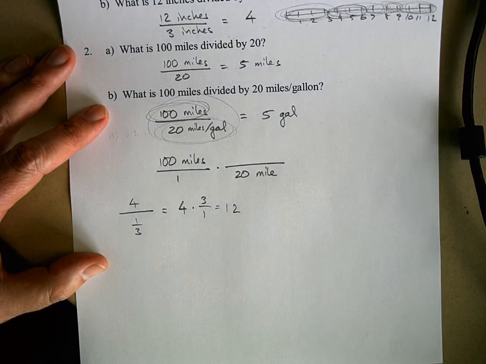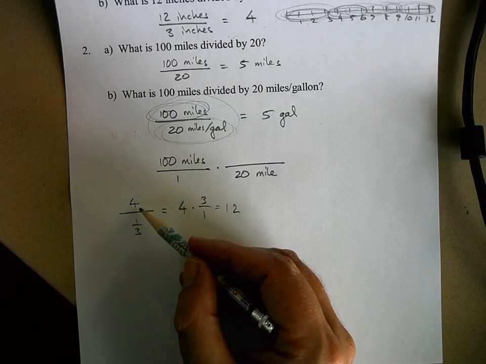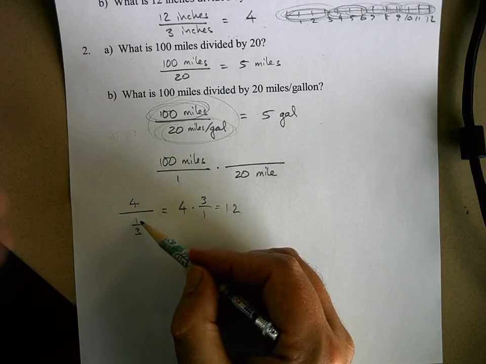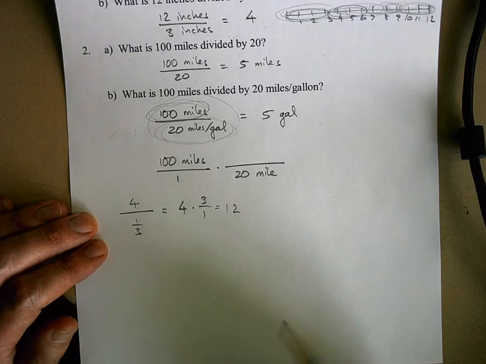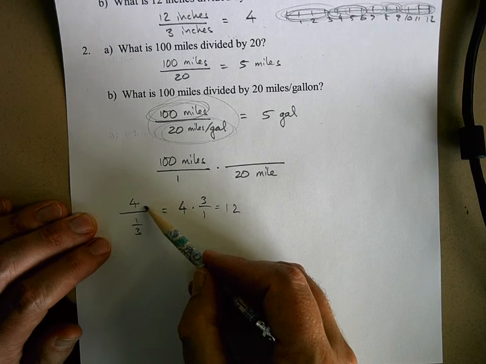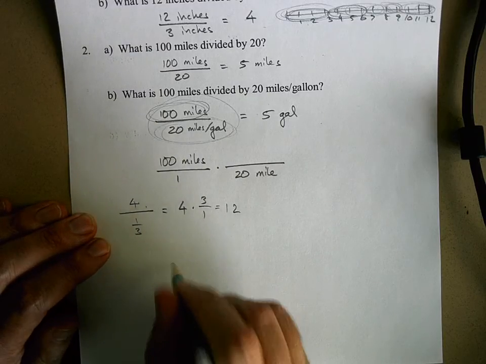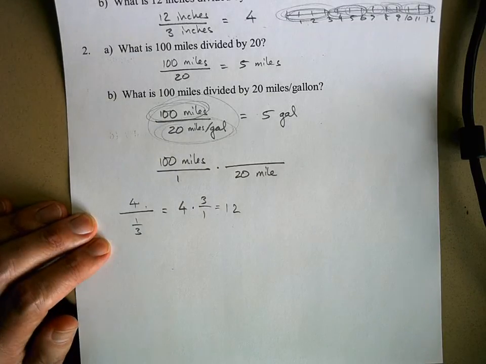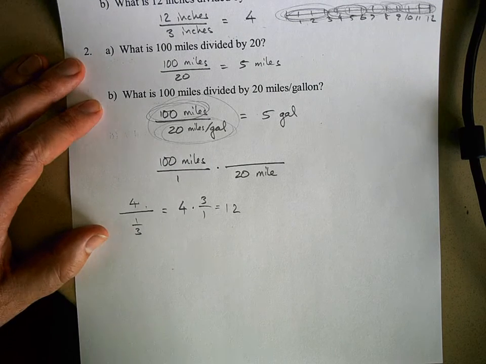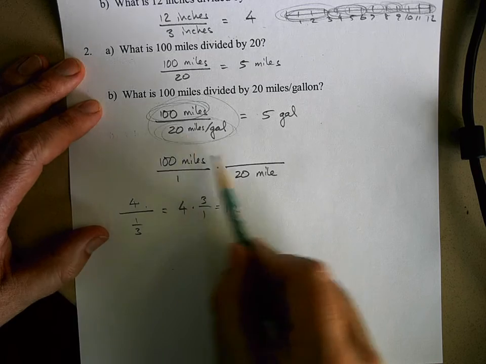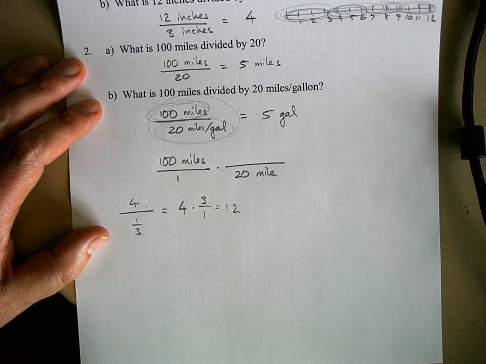Basically, in this question, if you have 4 things and you divide those things into thirds, how many thirds do you have? Well, you have 12 thirds. If you have 4 pizzas and you divide each one of those pizzas into 3 pieces, or into thirds, you'll have 12 thirds of a pizza. That's kind of what's going on here. Well, you can do the same thing here. We can reciprocate and multiply, but you reciprocate and multiply with the units.